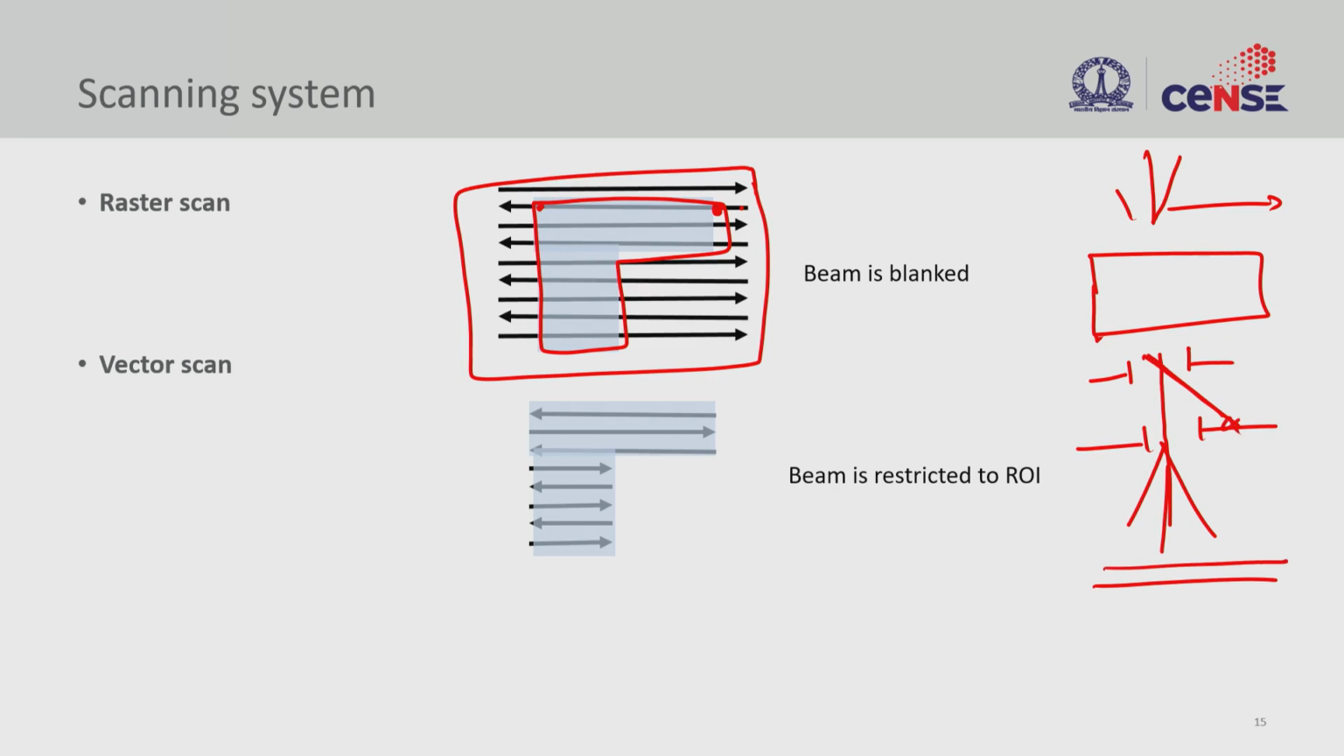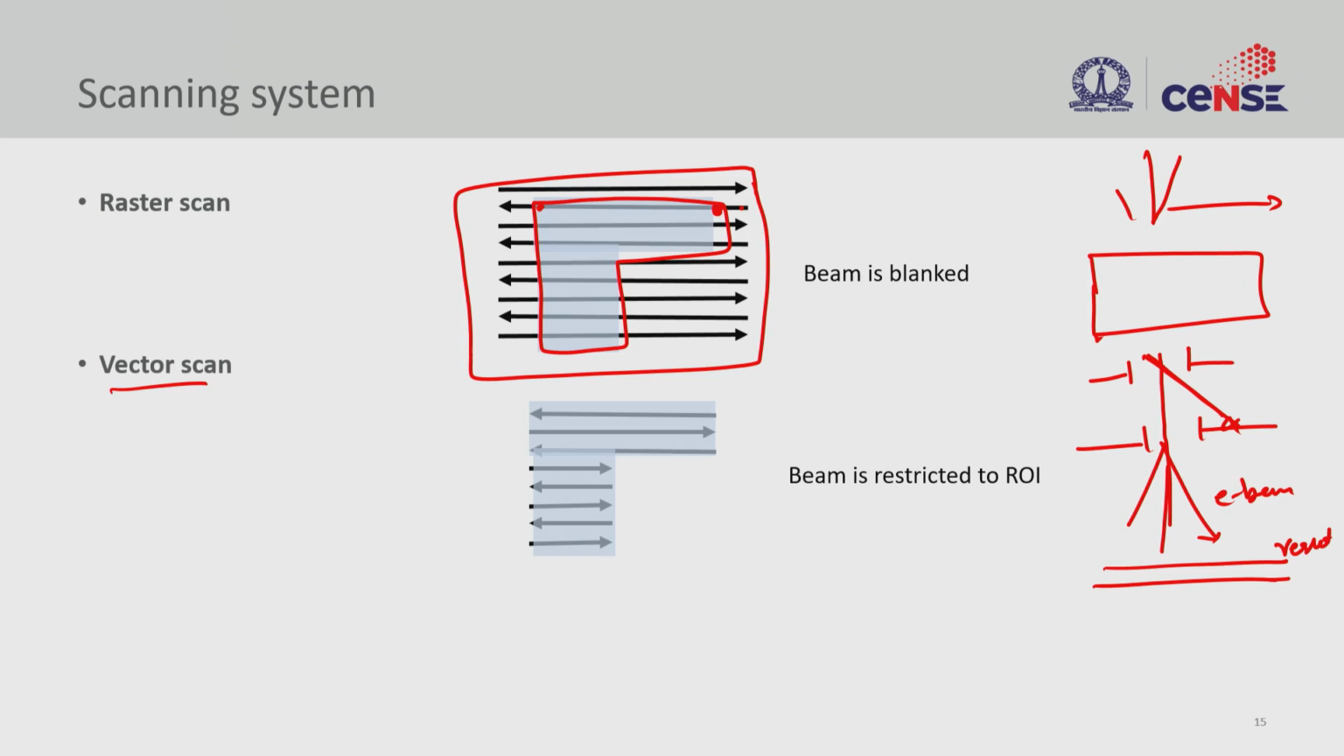Sorry, electron beam resist. So this is the resist that you have, and this is your electron beam, right? So this is raster scan. The beam is always there, and it will be blanked wherever you don't want to write, right? But the beam is scanning all the time. But in vector scan, it is a little different.